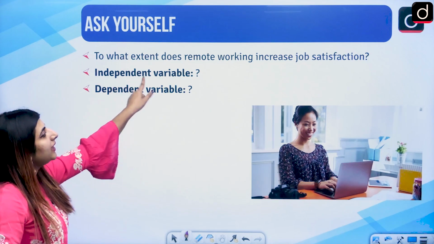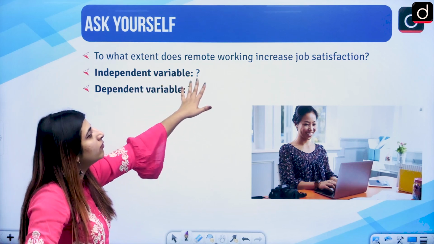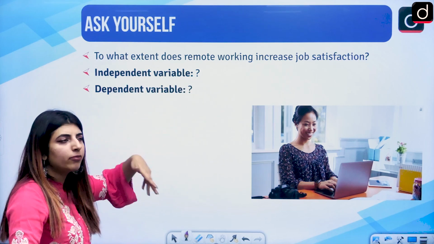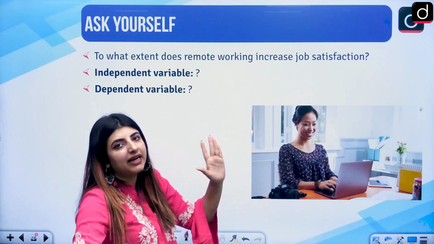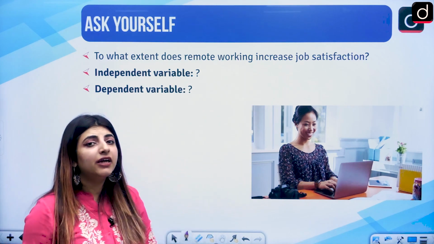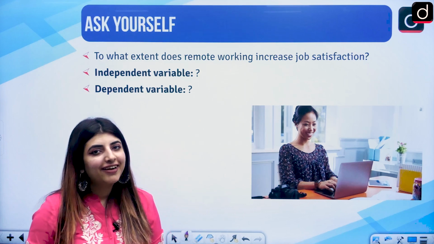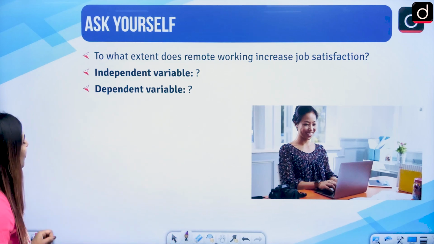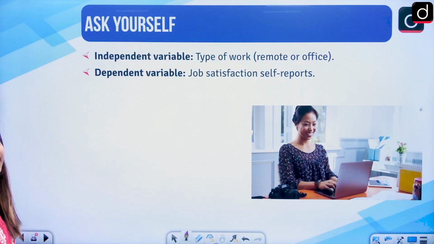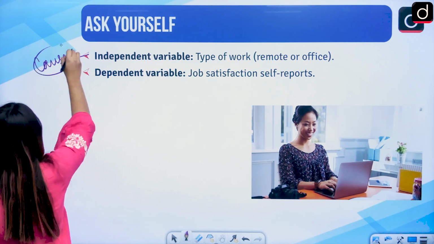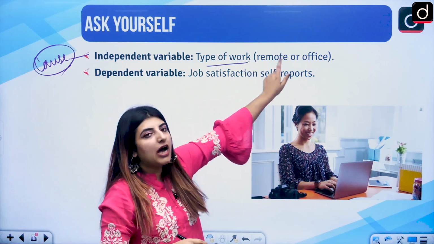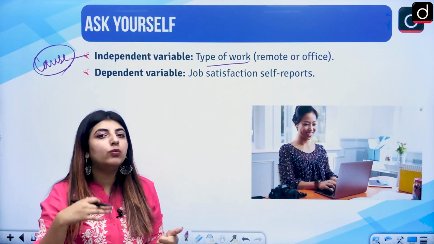Next is, to what extent does remote working, that is working from your home, working from a remote place, increase job satisfaction? What do you think? Can you identify? The answer to this question is independent variable, that is the cause we have here, is the type of work. Are you working remotely? Are you working in an office?